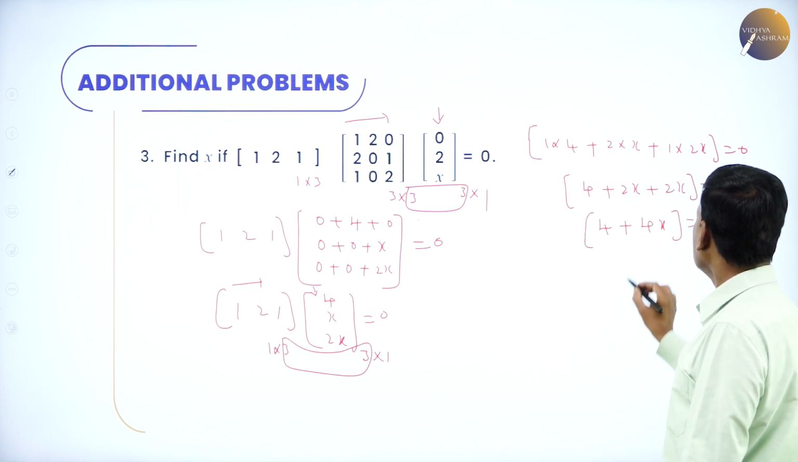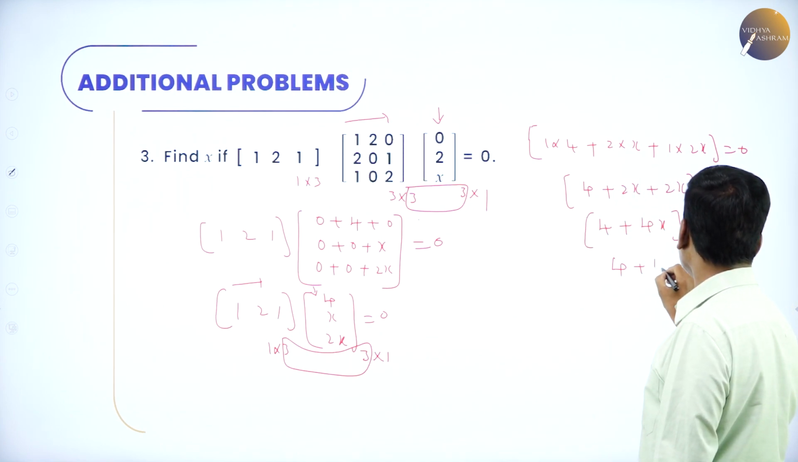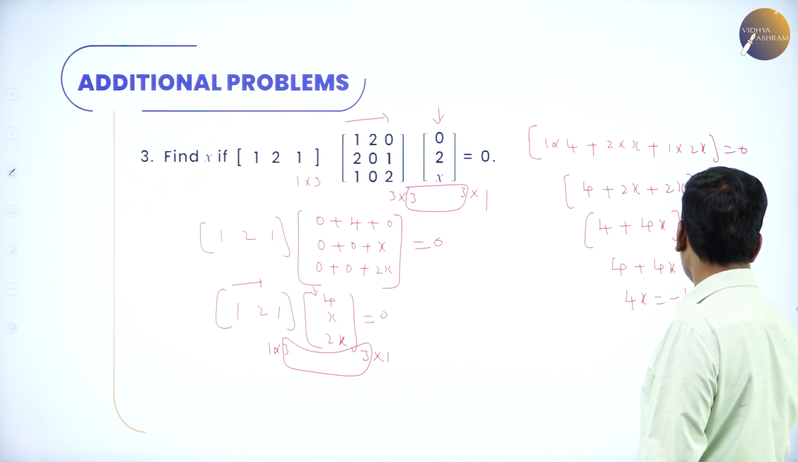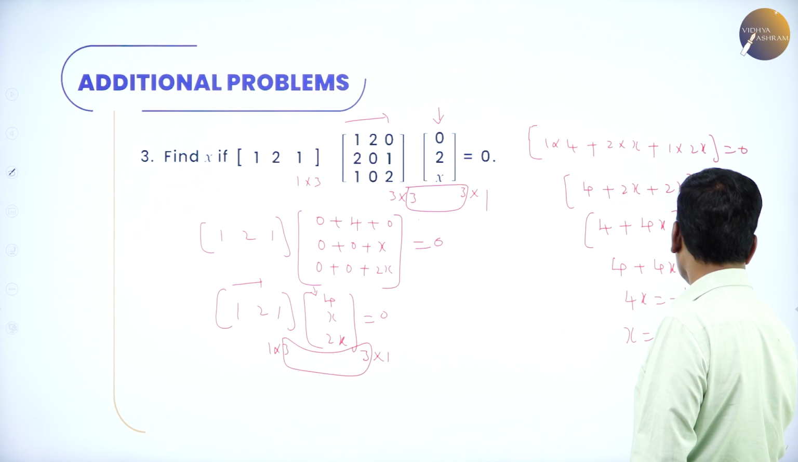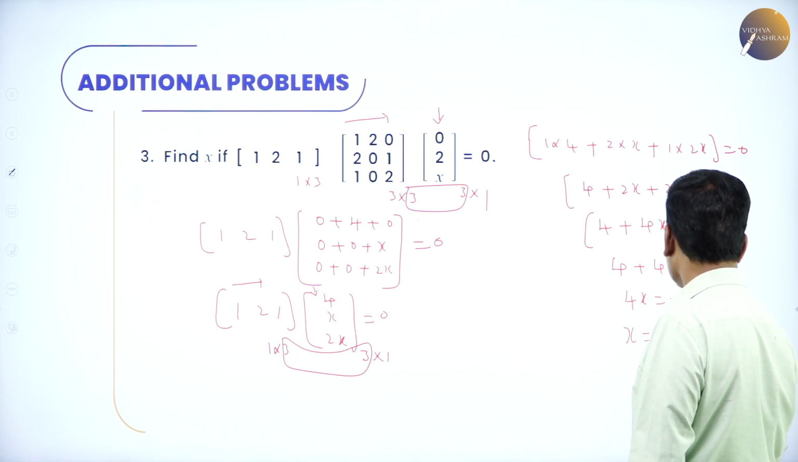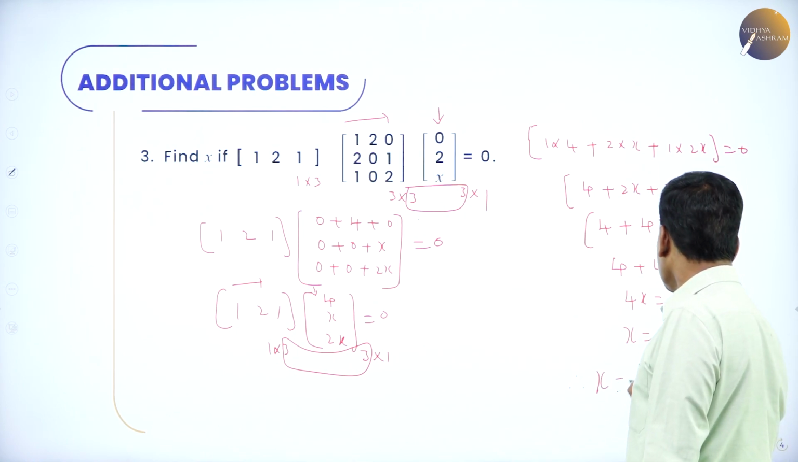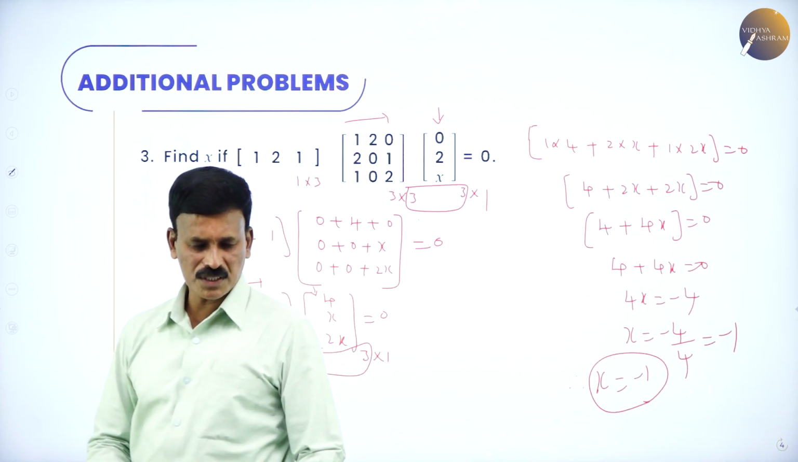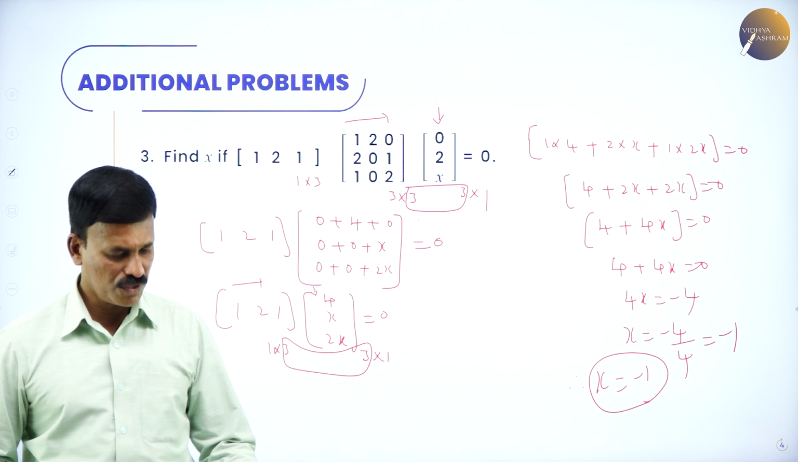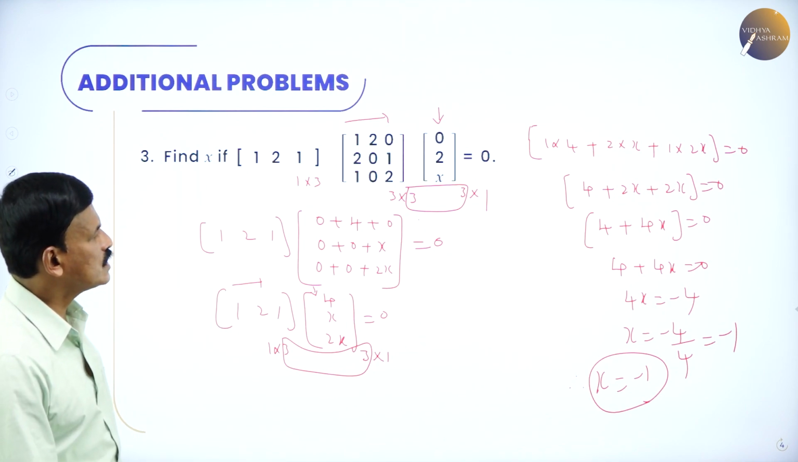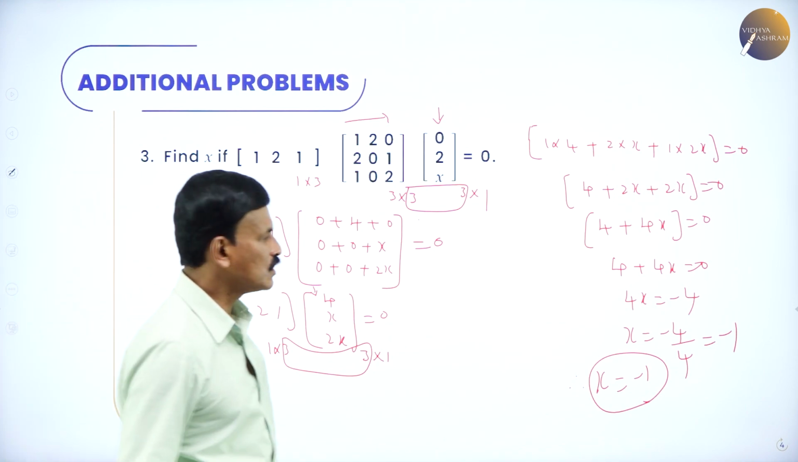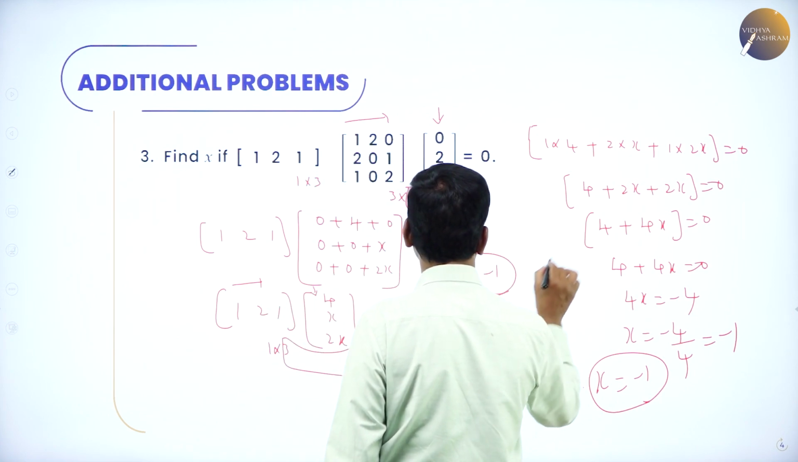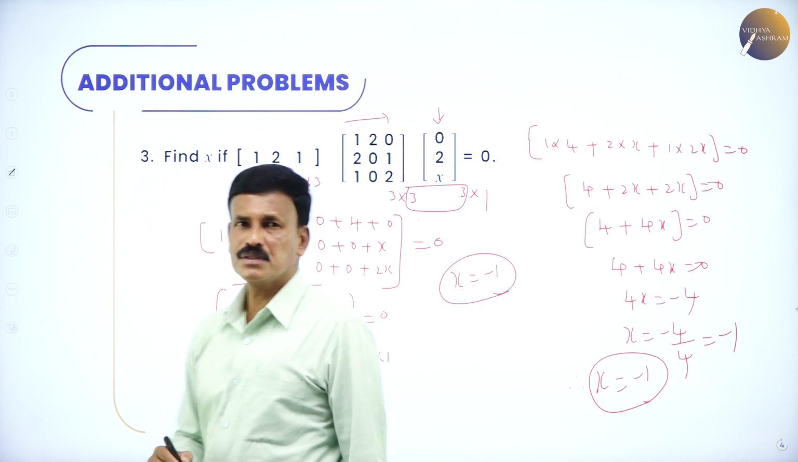Now, since this is 4 plus 4x is equal to 0, or 4x is equal to minus 4, x is equal to minus 4 by 4, so therefore x is equal to minus 1 is the simplified answer for this matrix. So x is equal to minus 1. So the answer for this is x is equal to minus 1 is the correct answer. So this is also a very important problem.